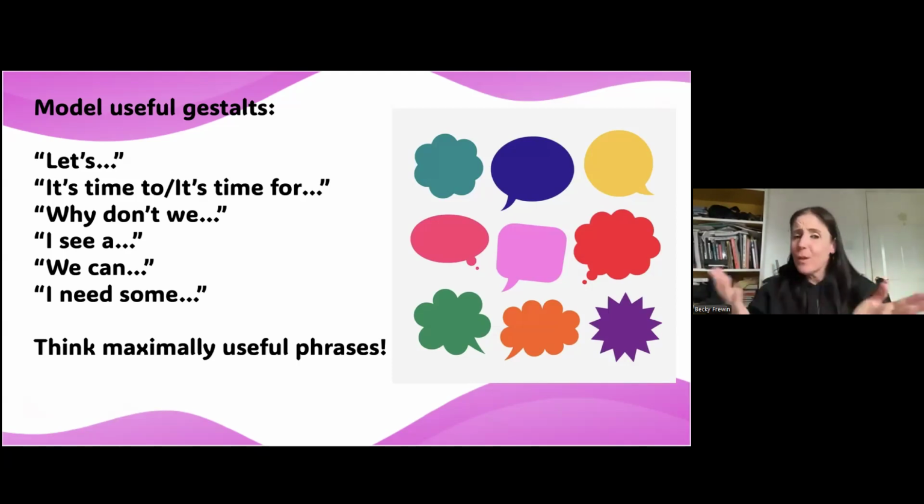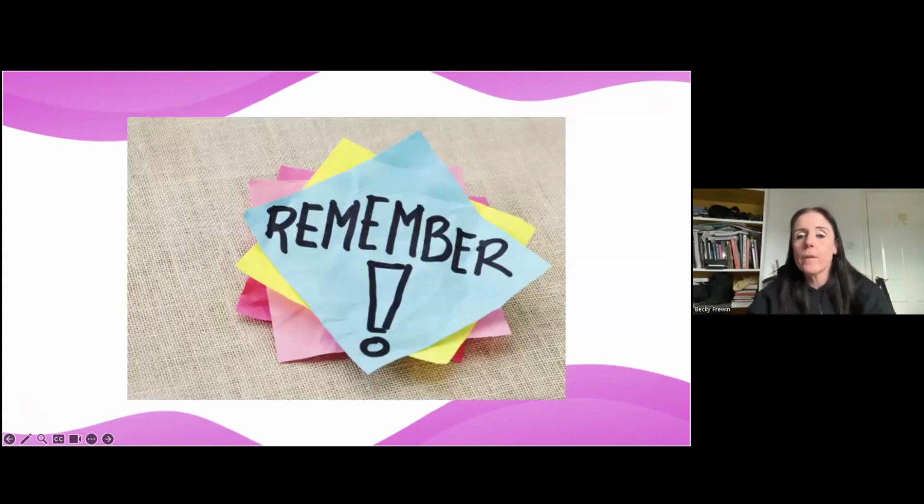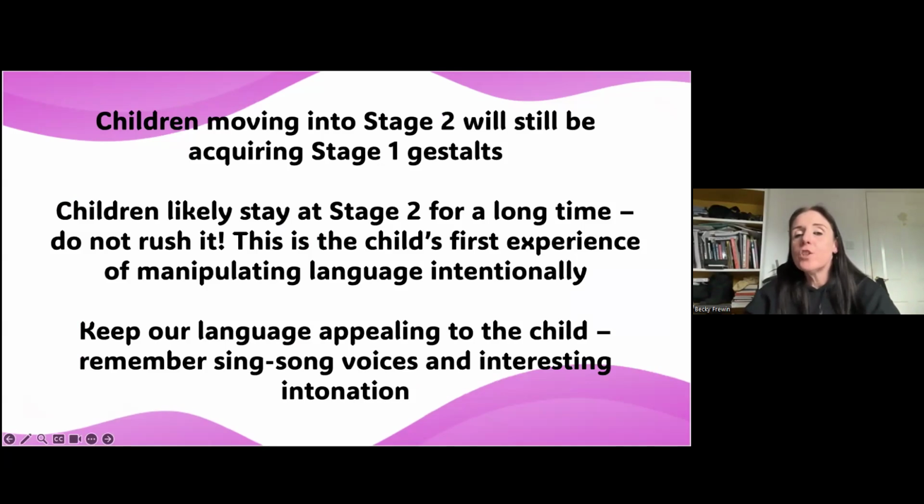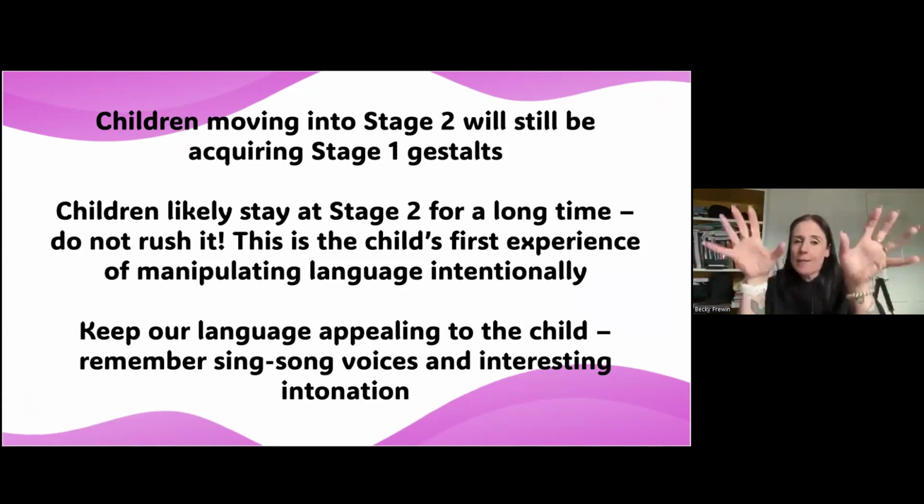I see her, which again could be anything, can't it? We can, I need some. So again, within here as well, you've got some request gestalts. So I need some, but then you've also got some commenting, I see her, or why don't we? So you've got lots of different sorts of things that you can use here. But remember, children moving into stage 2 will still be acquiring stage 1 gestalts. Just because they've moved into stage 2 and they're mitigating some of their more familiar ones, this won't stop them from acquiring stage 1 gestalts. So you're going to see the two running together. Okay.